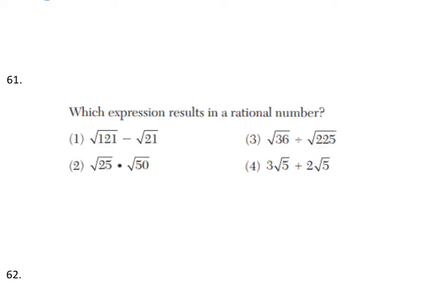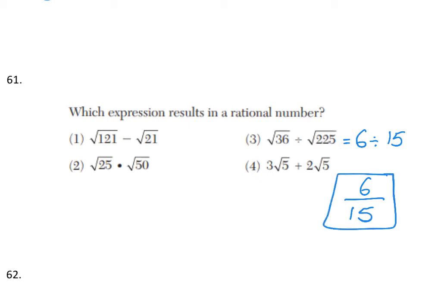All right, which expression results in a rational number? Now we have 4 answers here, and clearly we can see that number 3 will give me a perfect square. 36 is a perfect square and 225 is a perfect square. The square root of 36 is 6, and the square root of 225 is 15. Now we have a ratio of 6 over 15, which is good enough. You don't even have to simplify. It tells me this is rational.